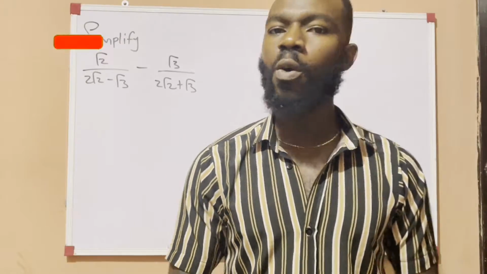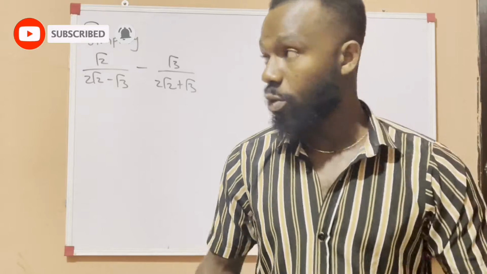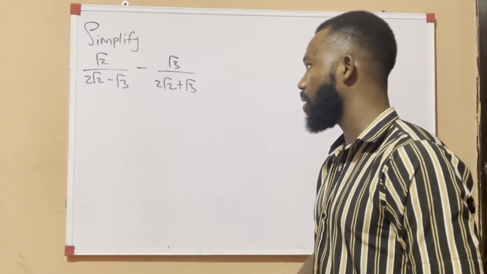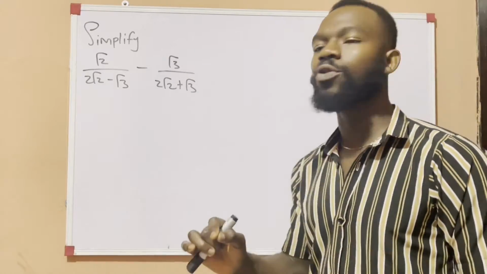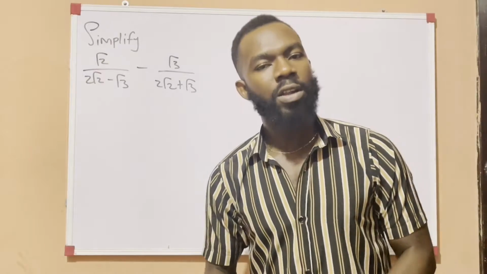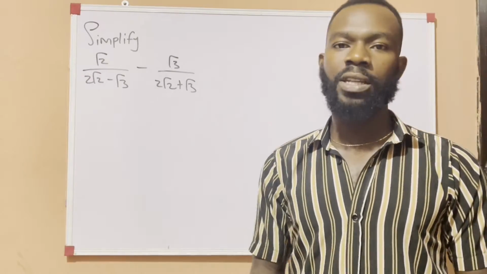Today we have a question that we are going to be solving. The question says we should simplify root 2 over 2 root 2 minus root 3, minus root 3 over 2 root 2 plus root 3. How do we go about this type of question? Now, sit back and relax and listen as I begin to explain.